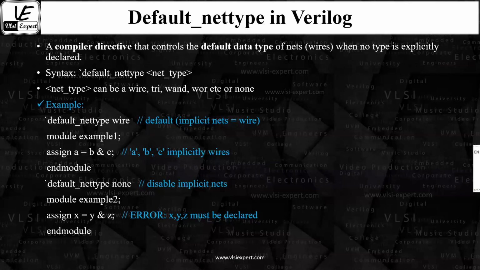Okay. So I think this is our last slide. To summarize, compiler directives are instructions processed at compile time. They start with a backtick. They help in defining macros, including external files, controlling time formats, conditional compilation, and managing net types. They improve the flexibility, readability, and modularity of Verilog designs, and they are widely used in professional chip design environments, especially when we work with large and complex modules.